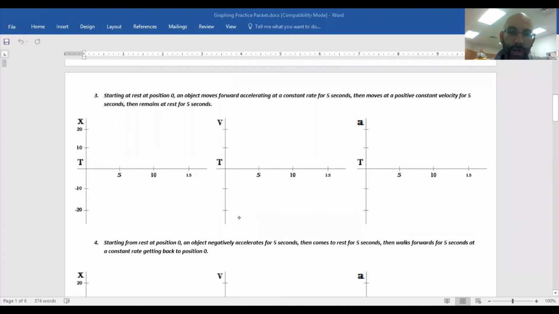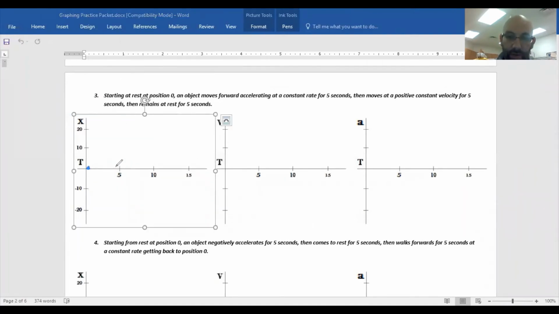All right, so 3, starting at rest and position 0, an object moves forward, accelerates at a constant rate for 5 seconds. Then it moves at a positive constant velocity for 5 seconds, and then it remains at rest. Okay. So again, slope means velocity for this one, all right? Slope is velocity. So we start at position 0. Oop, I have the wrong thing up.